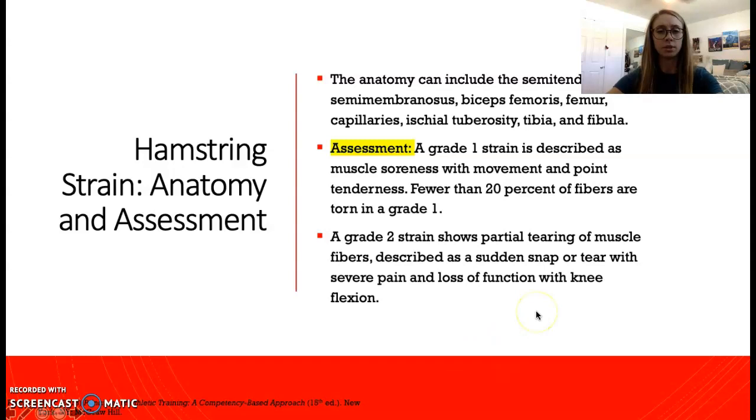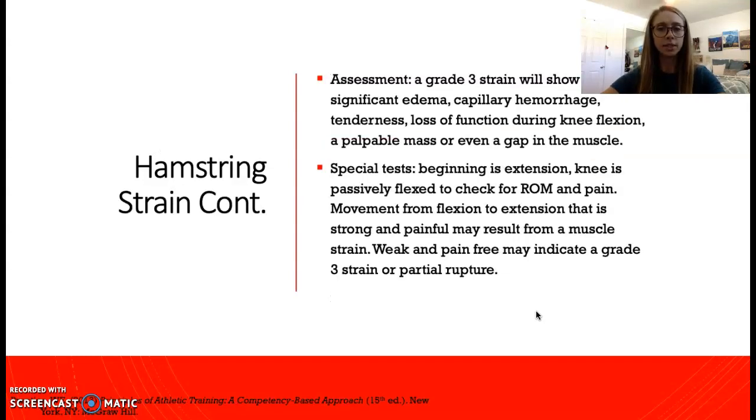With a grade 2, there's going to be partial tearing of the muscle fibers, shown as a sudden snap that the athlete's going to describe, or a tear with severe pain and loss of function with that knee flexion. The grade 3 is going to show significant edema, swelling, hemorrhage, tenderness, loss of function, especially during that knee flexion, and maybe even a mass that you can feel or a gap in between that muscle where you can see where it's torn.